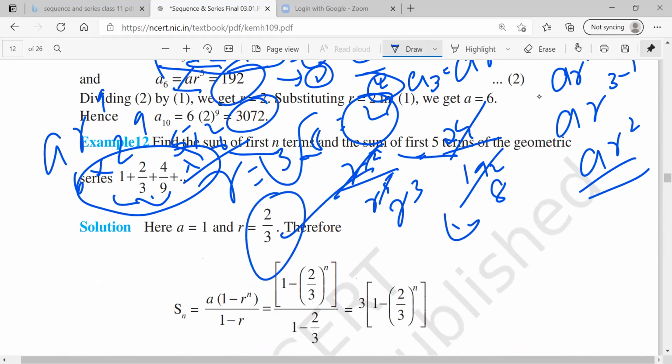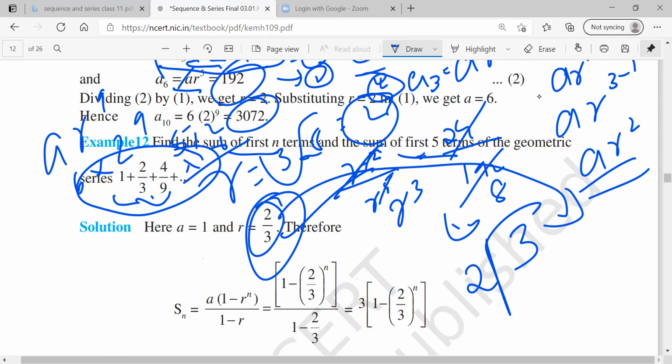So Sn is equal to what? A into 2 by 3. 2 by 3 and 3 by 2 are both different things. 3 by 2 is 3 getting divided by 2. But in our question, 2 by 3 means 2 is getting divided by 3, so it is 0 point something. It should always be less than 1. Here the r value is less than 1.